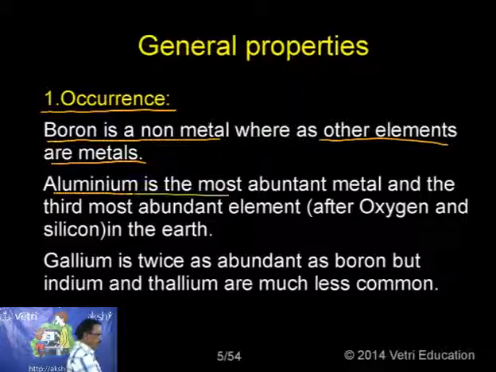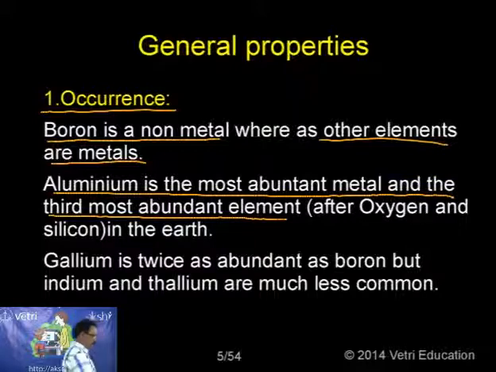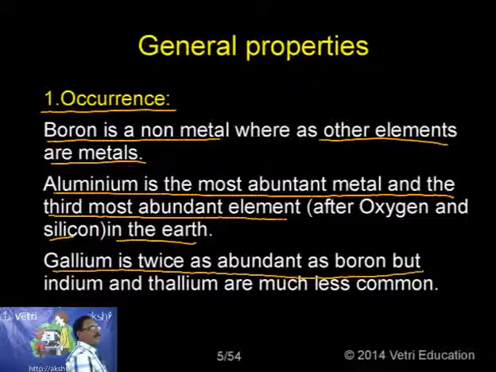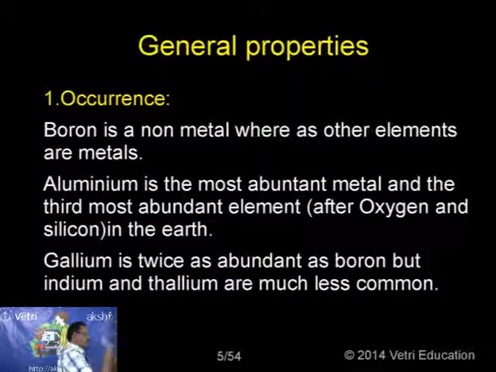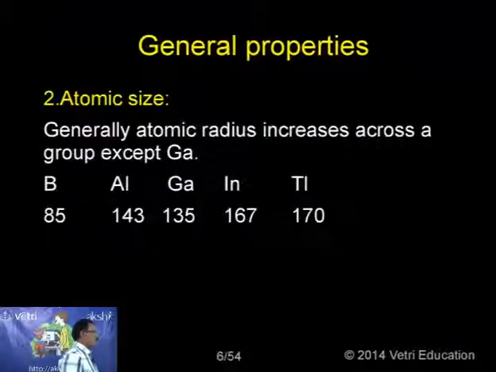Among the metals, aluminium is the most abundant metal, and the third most abundant element after oxygen and silicon. Very interesting information. Another interesting point is that gallium is twice as abundant as boron. But indium and thallium are much less common. They are not familiar. So this is the interesting information regarding occurrence.